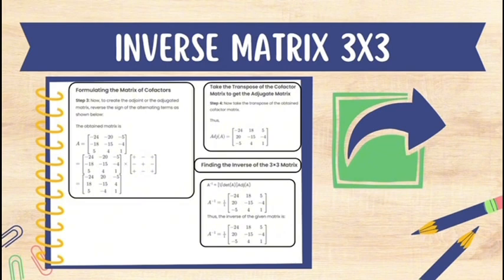After that, we get the adjugate matrix. After that, we find the inverse of the 3 times 3 matrix. A inverse equals 1 over 1 multiplied by negative 24, 18, 5, 20, negative 15, 4, negative 5, 4 and 1.